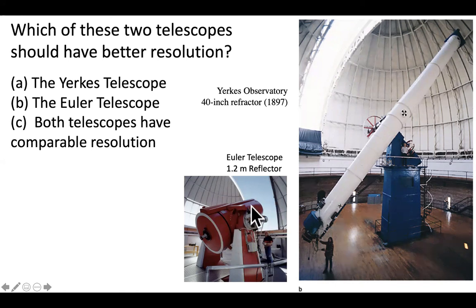This here is the Euler telescope. It's a different design that's more modern. And instead of a lens, it has a mirror in the back. And so the light gets bounced off the mirror and goes out the side in various ways. They're shown here roughly to scale. There's a person here and a person here, so you can see they're roughly to the same scale. Obviously, this one is much longer than this one.